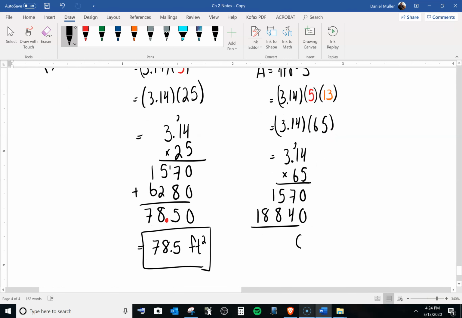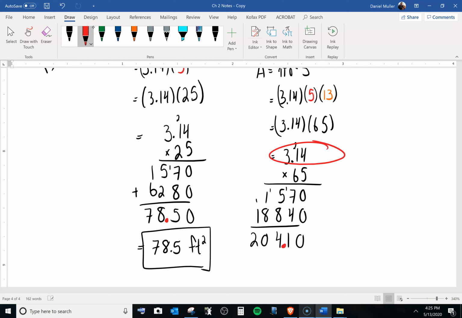So I've got a 0. 7 plus 4 is 11. 5, 6 plus 8 is 14. I'm going to move this 1 over, actually. 8, 9, 10. And then 2. And there's 2 decimal spots for the 3.14, so I'll move it over here. So I get 204.1 feet squared.